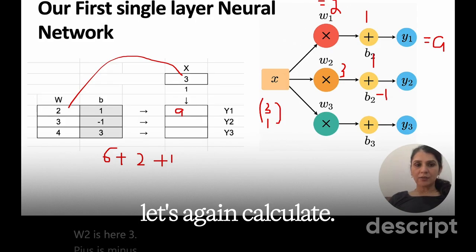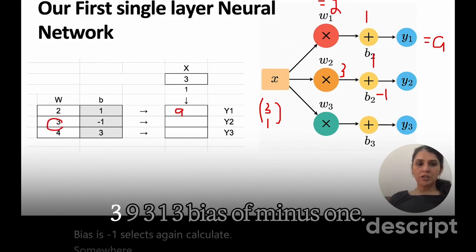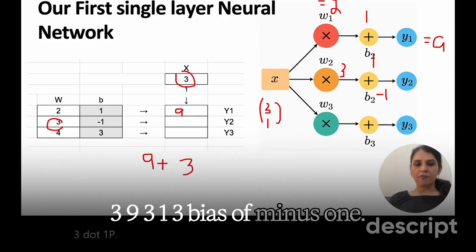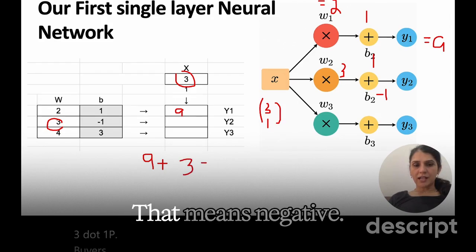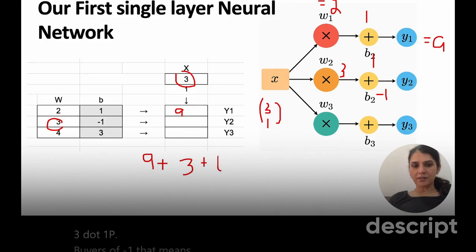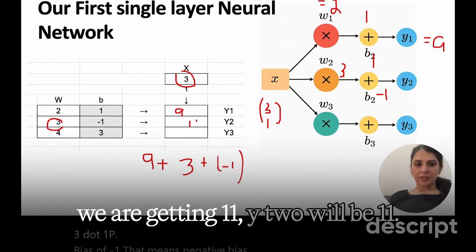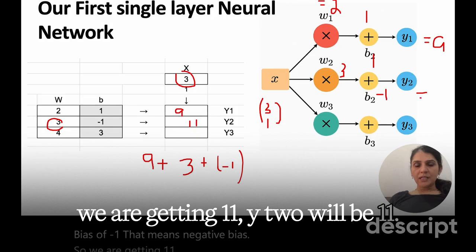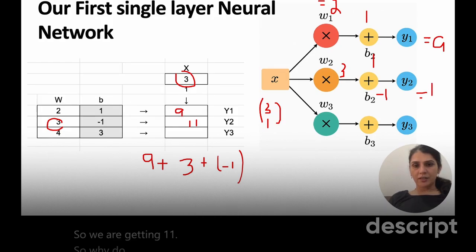Let's again calculate 3 dot 3, 9. 3 dot 1 with a bias of minus 1, that means negative bias. We are getting 11. Y2 will be 11.